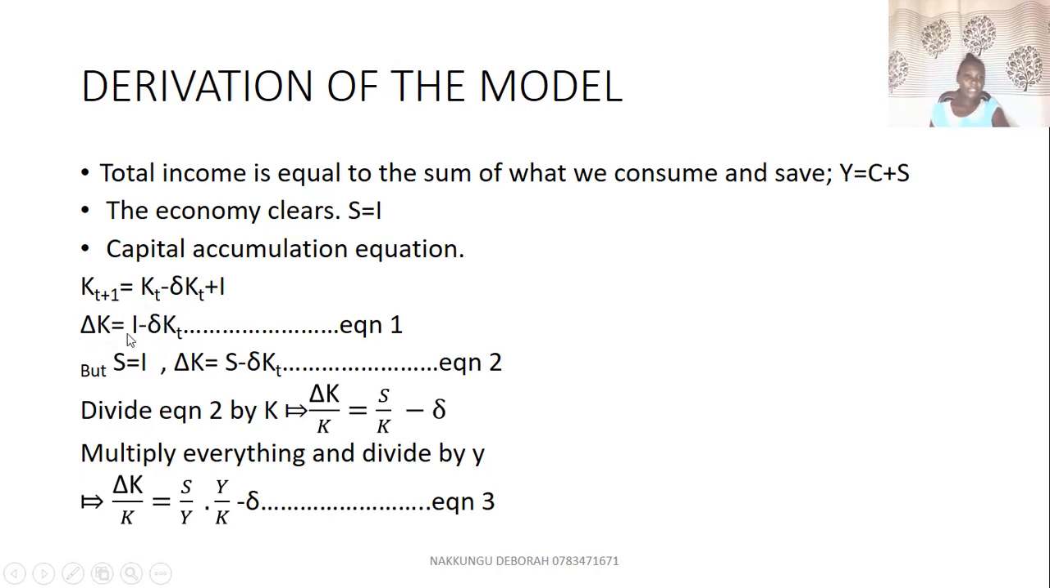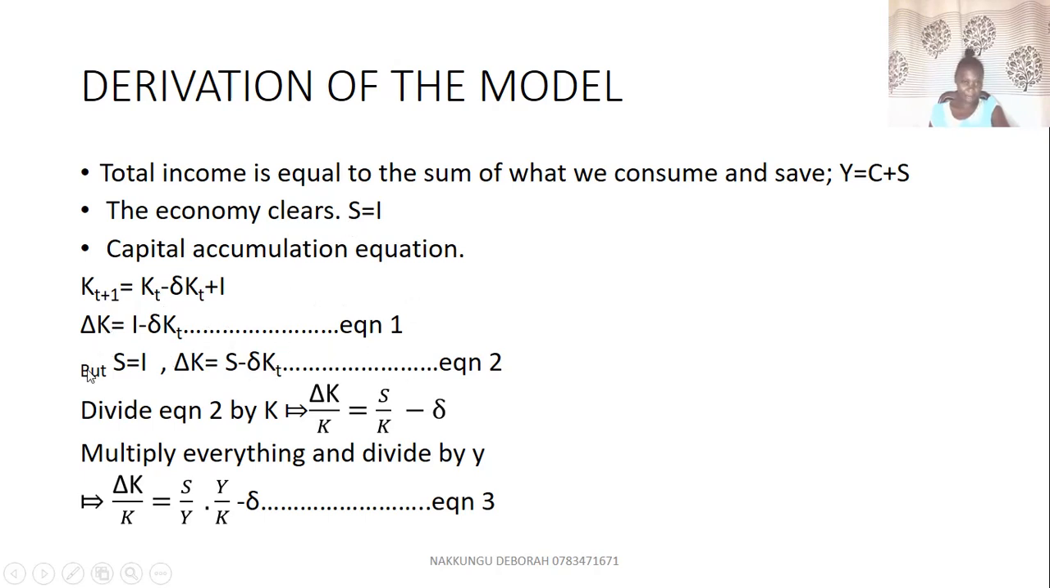So it just means that our change in capital is equal to our net investments as an economy, minus the total depreciation of capital, the capital that depreciated, which is the sigma Kt. So our equation 1 is the capital accumulation equation, and it is what will help us to derive the Harrod-Domar equation. So equation number 1 is really important in our derivation.